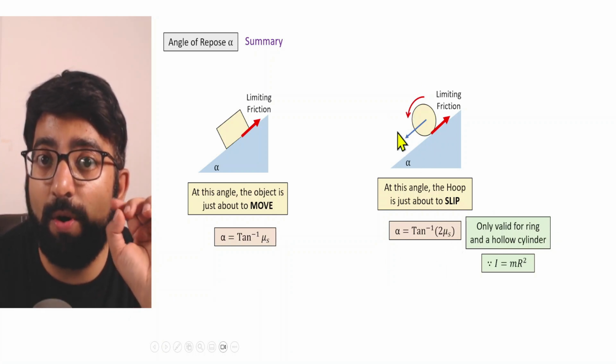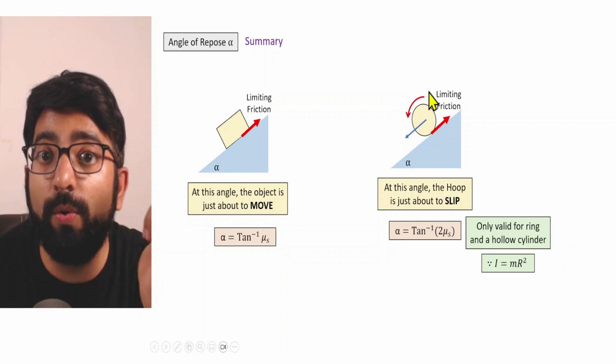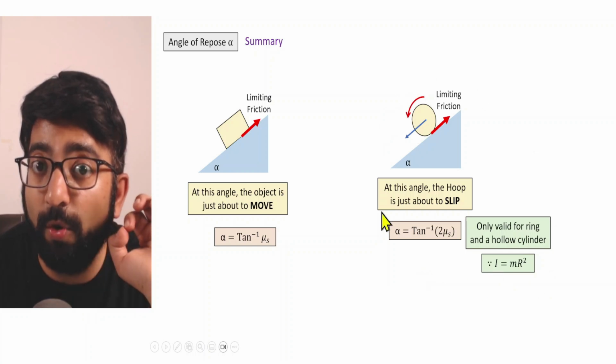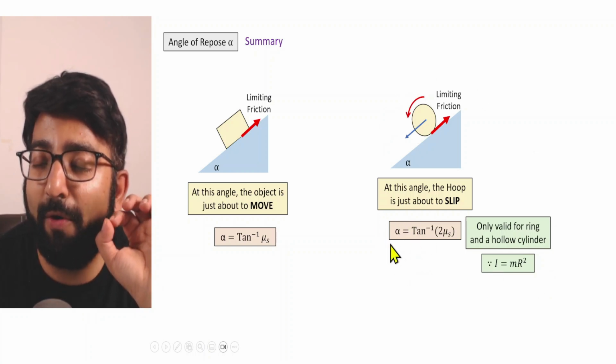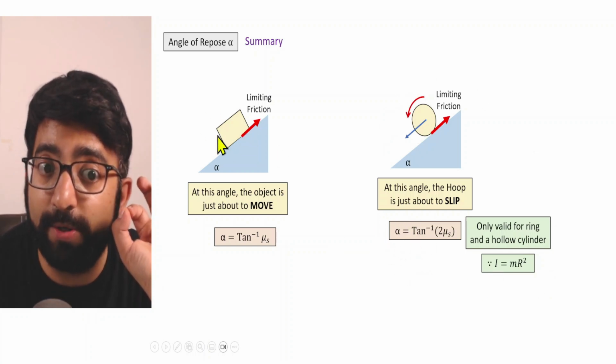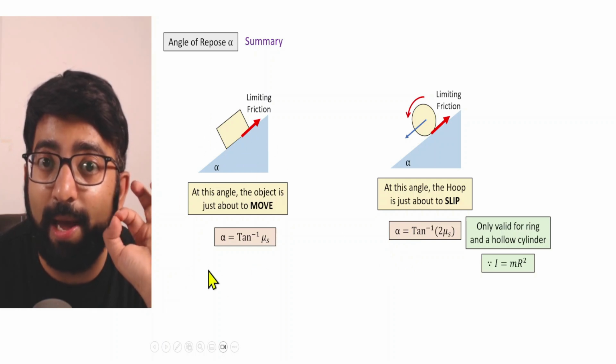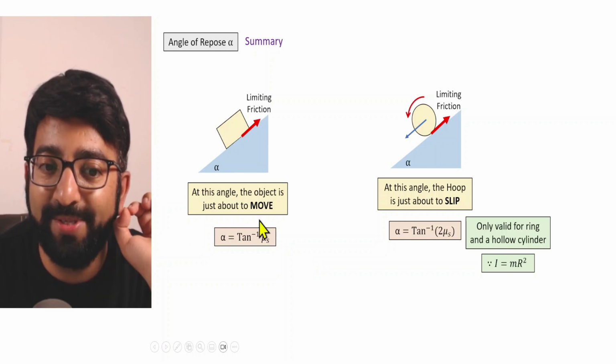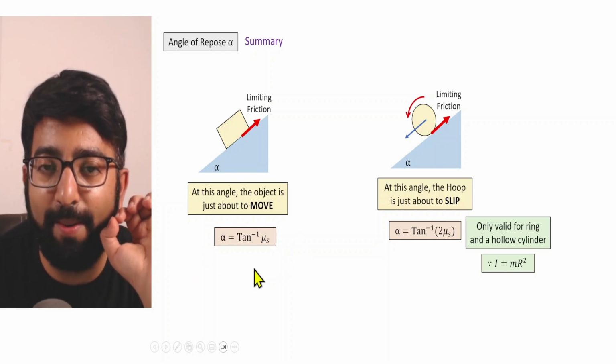Imagine there is a disc or a solid cylinder or a hollow sphere or a solid sphere where the moment of inertia is not mr square. In those cases, the angle of repose will of course be different. But for the box which is kept on an inclined plane, alpha is tan inverse mu s. This expression we can remember because we can directly use it in exam questions.